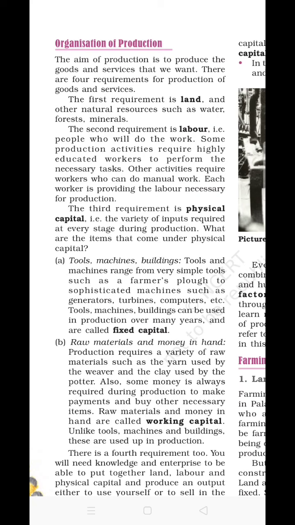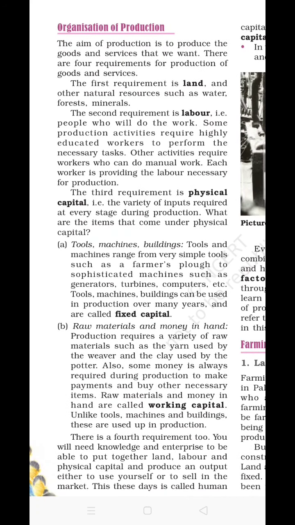The second one is labor. I have a land, but I don't have a person to work on that land. Does my land mean anything? Definitely no. So the second requirement for me is labor. And the third one is capital. Now what is capital? Capital is mainly divided into two parts. The first one is, definitely I have a land.